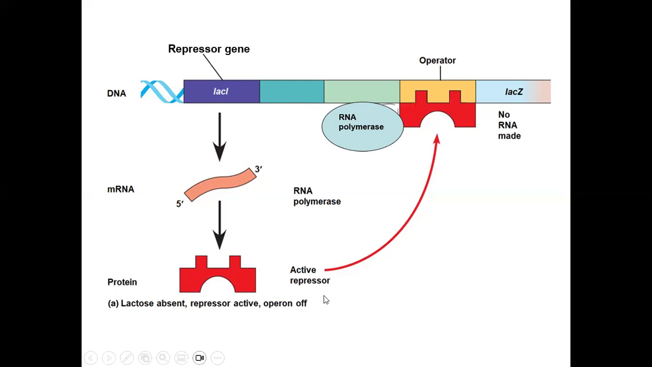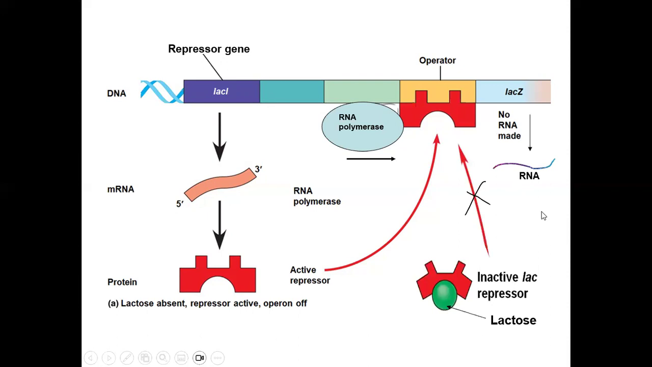This repressor protein can bind at the operator sequence, and when it is present at the operator sequence, RNA polymerase cannot carry out the transcription process since it generates a steric hindrance, and hence you will have no RNA formation for the structural genes.